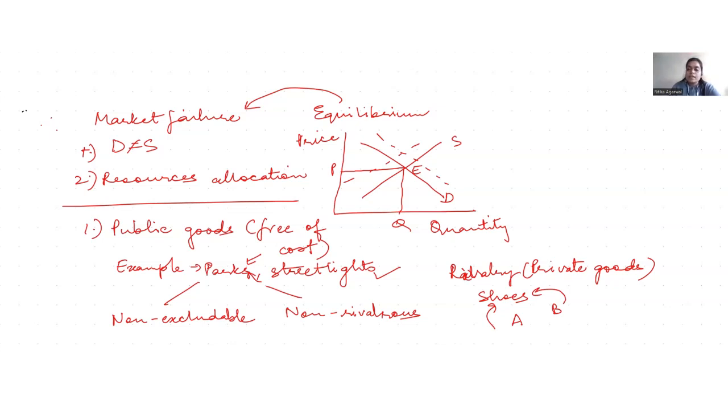While public goods are non-rivalrous. That is, A and B both can go to a park, can use street lights, can use national defense, can use anything that is provided free of cost by the government. I hope I'm clear till here. Any questions? Then you may ask. Any questions?